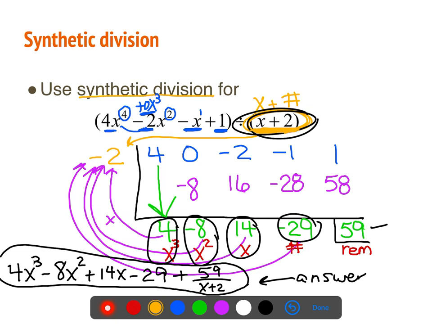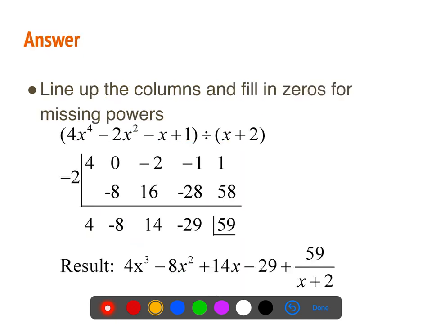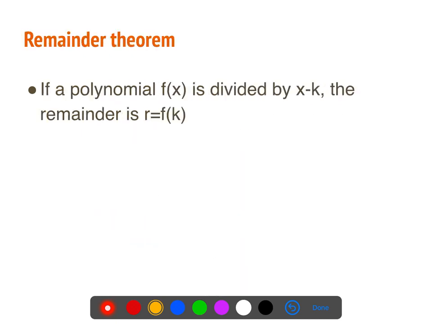Now you could do this with long division of polynomials like the box method, but I think synthetic division, if it's ever in this form right here, x plus or minus a number, is much faster, trust me. When you get the hang of this, you'll be fast at it.